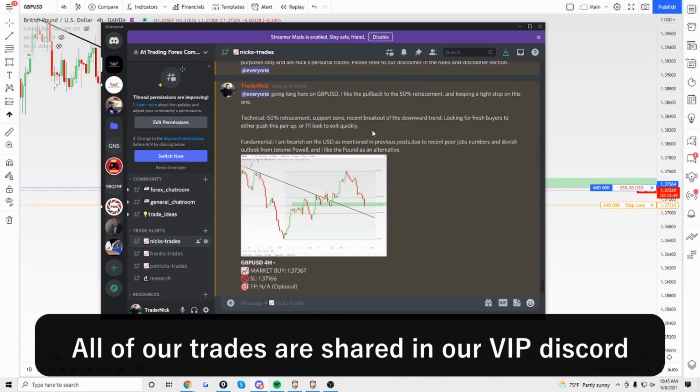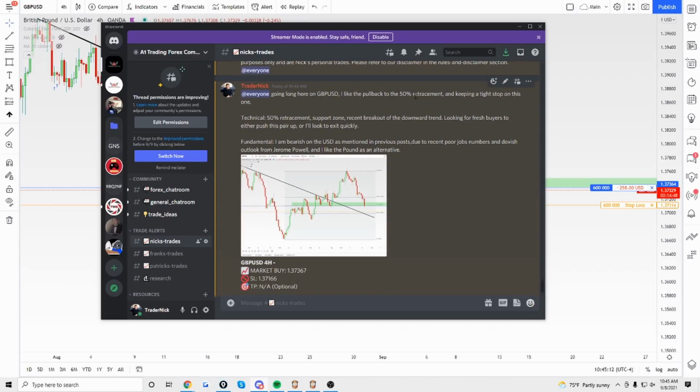You can see I said I'm going long here on the pound. I like the pullback to the 50% retracement and keeping my stops tight on this trade. From a technical analysis perspective, I do like the 50% retracement. I like the support zone, and I like the recent breakout of the downward trend, like I just mentioned. I'm looking for fresh buyers to either push this thing up or I'll look to exit the trade quickly.